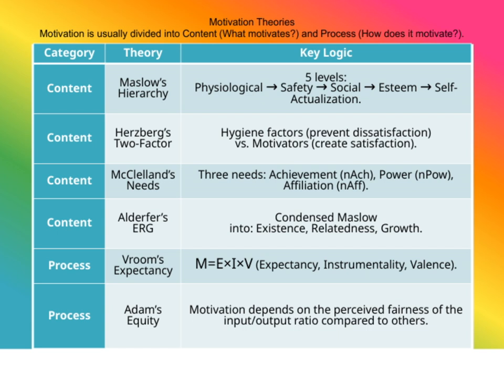Starting with content theories, one of the most well-known is Maslow's hierarchy of needs. This model suggests that human needs are arranged in 5 levels, beginning with physiological needs like food and shelter, then safety needs, social needs such as belonging, esteem needs for respect and recognition, and finally self-actualization, which is reaching our full potential. Next, Herzberg's 2-factor theory differentiates between hygiene factors and motivators.